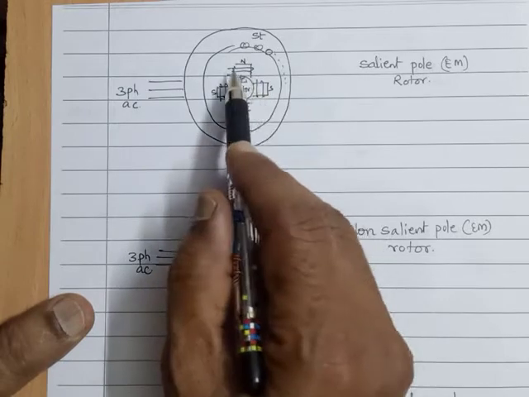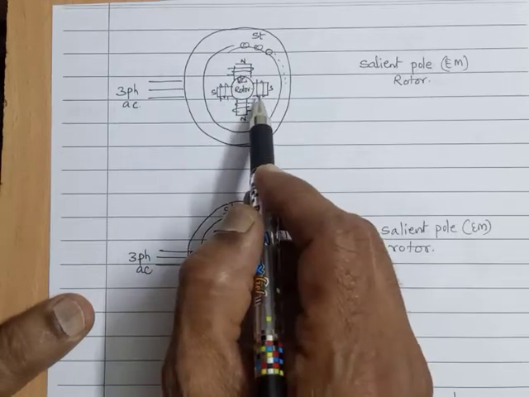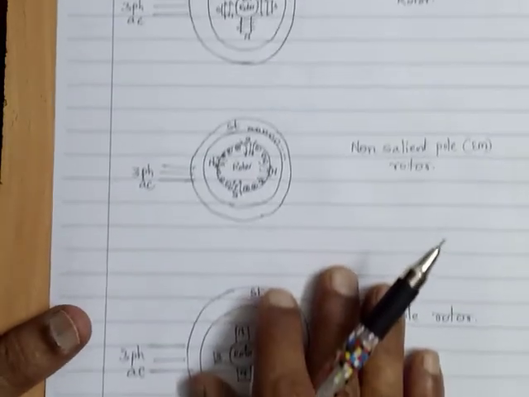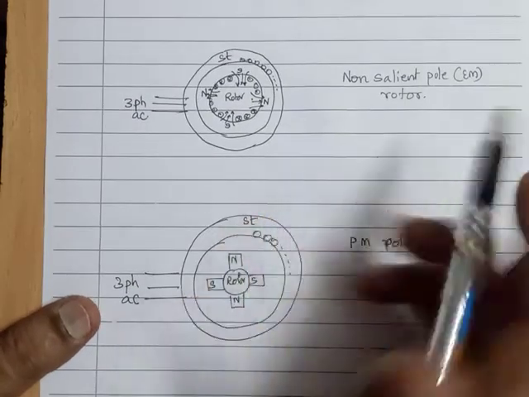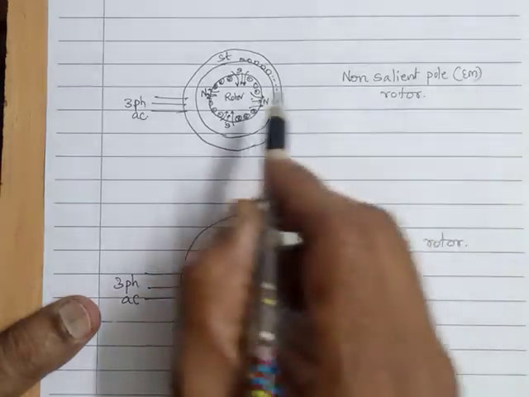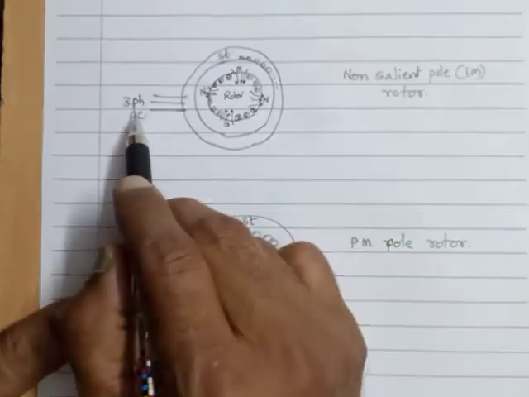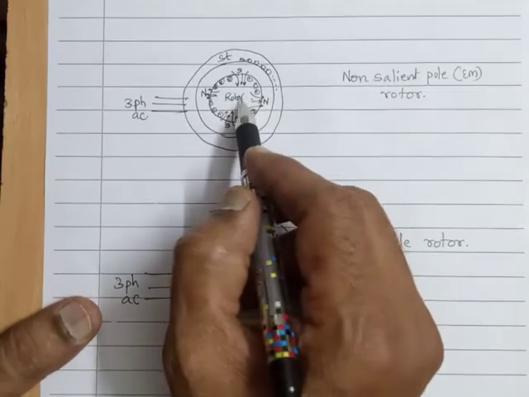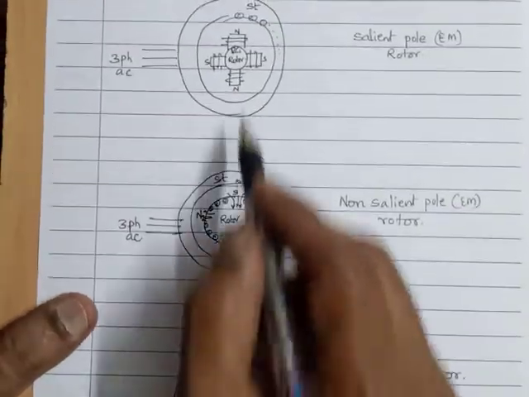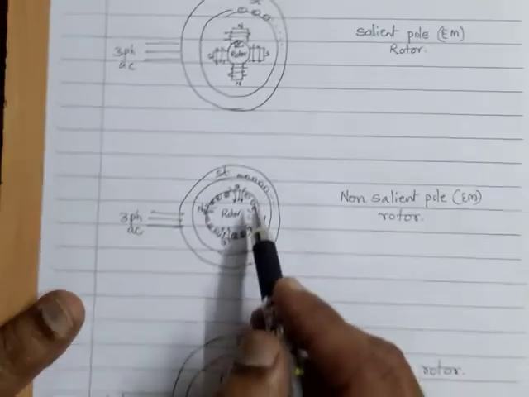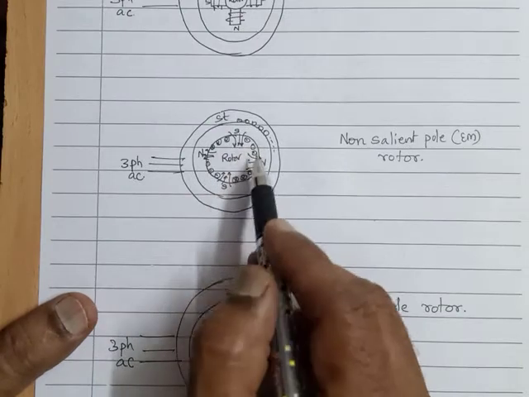Saliency, electromagnet, that type of rotor. Now in contrast to that, the electromagnet only, but saliency is not there. Stator is the same, three-phase supply is the same, but when you see the rotor, in this rotor there is saliency, whereas here there is no saliency as such.